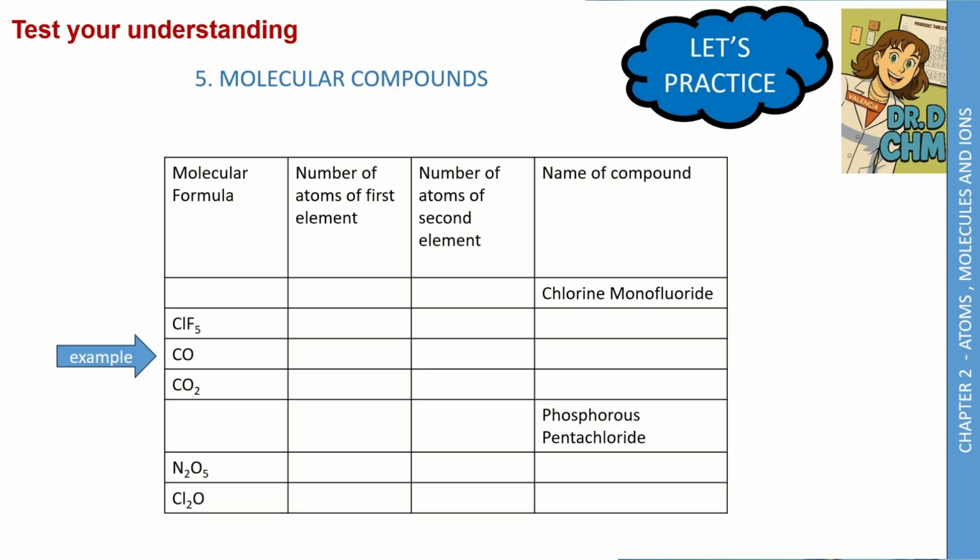So stop your video and check your answers. I'm going to give you an example. I have molecular formula, CO. Number of atoms of the first element, I have 1. Number of atoms of the second element, I have 1. So the name will be carbon monoxide. And you're going to do this for all the elements over here.